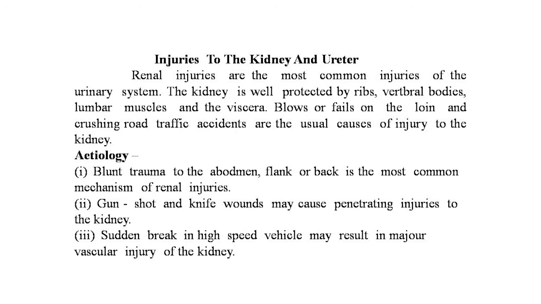About 10% of all injuries seen in the casualty department involve the genitourinary system. First is injuries to the kidney. Renal injuries are the most common injuries of the urinary system. The kidney is well protected by ribs, vertebral bodies, lumbar muscles and viscera. A blow or fall on the loin, and crushing road traffic accidents are the usual causes of injury to the kidney. Fractured ribs and transverse processes may penetrate the renal parenchyma.